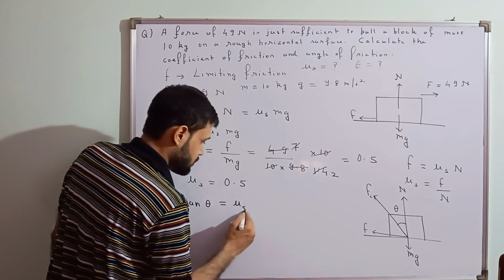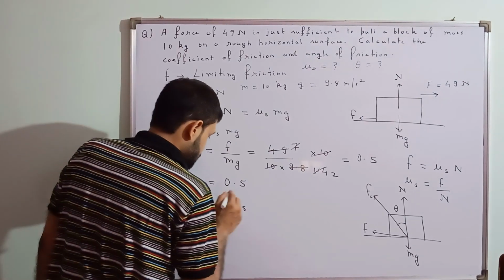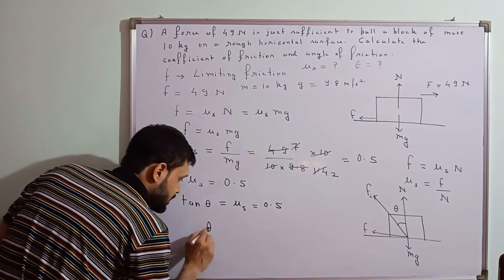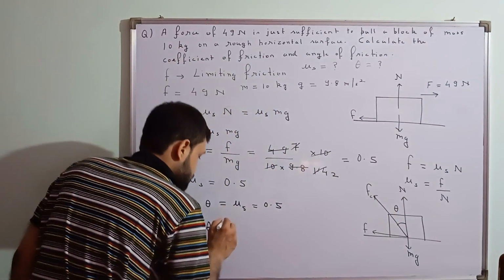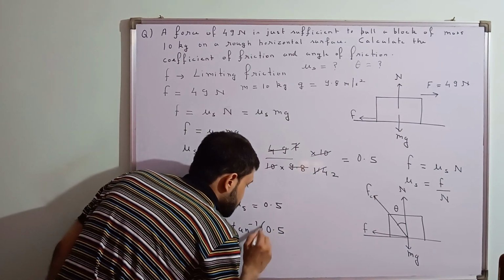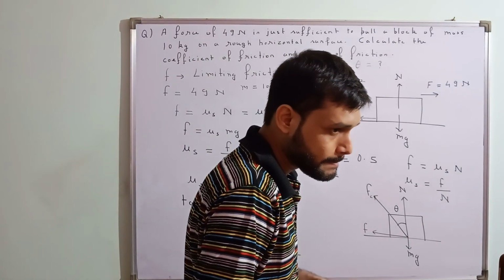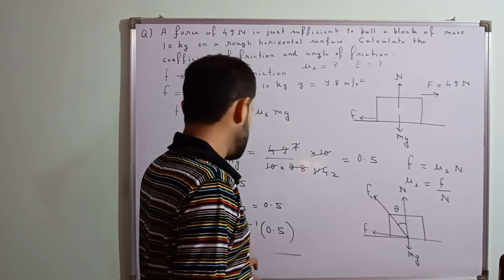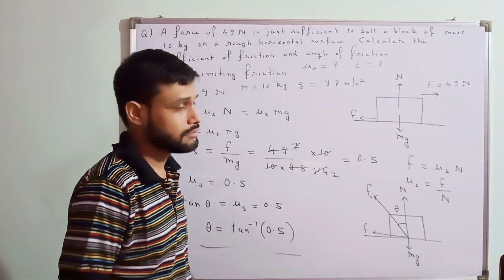Whatever that coefficient of friction is. So that means what I am getting, we have already calculated mu s. It is equal to 0.5. That means I need to find theta. That is, theta is obviously going to become tan inverse of 0.5. Yes, we can leave it like this. So this is your coefficient of friction, this is your angle of friction. So this is what they have asked in this question.